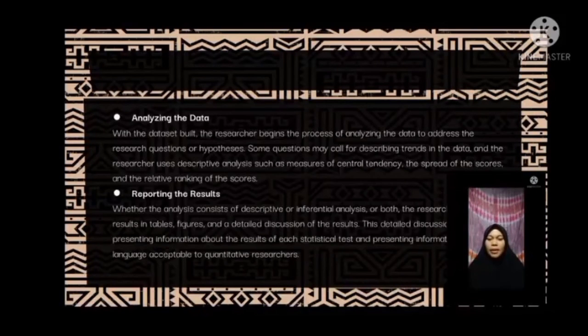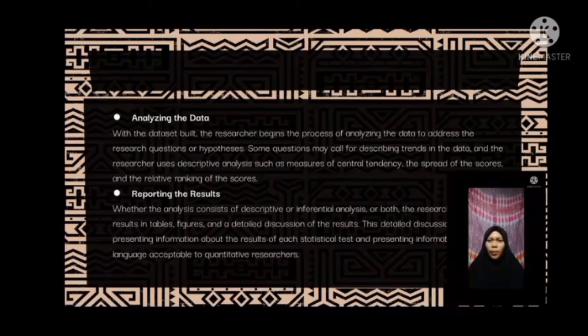Number 3. Analyzing the data. With the data set built, the researcher begins the process of analyzing the data to address the research questions or hypotheses. Some questions may call for describing trends in the data, and then researchers use descriptive analysis such as measures of central tendency, the spread of the scores, and the relative ranking of the scores.